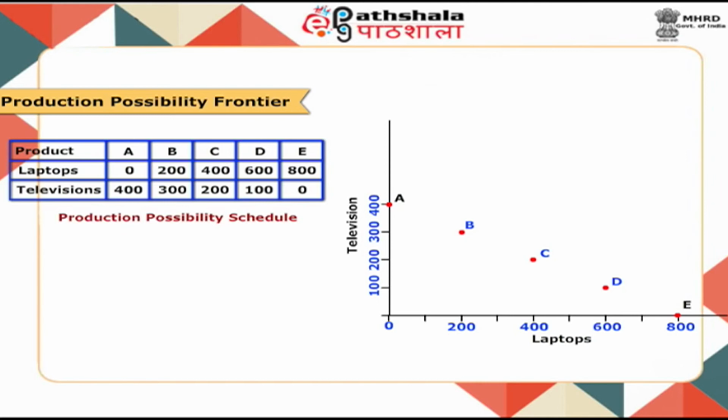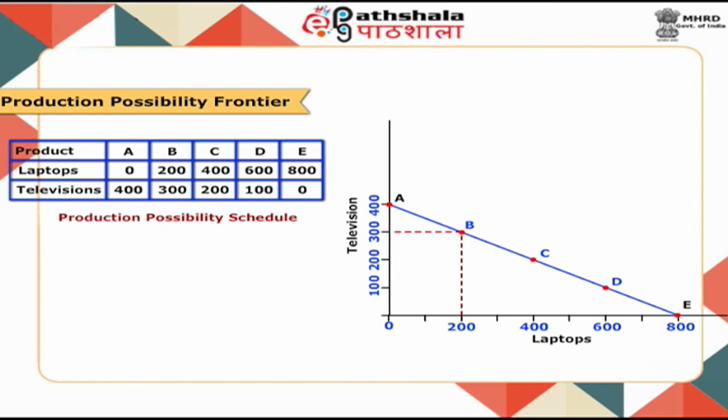As we move down from point A to point E, we say that the resources are getting exchanged. That is, at point A, the economy or firm is producing 400 units of televisions and 0 units of laptops. As it moves down the PP frontier and reaches point B, the economy or firm produces 300 units of television and 200 units of laptops. Thus, we see that in moving from point A to point B, the economy exchanges or foregoes 100 units of television to produce 200 units of laptops.